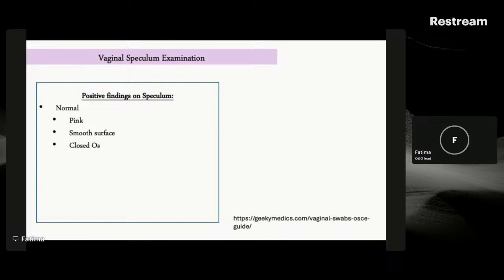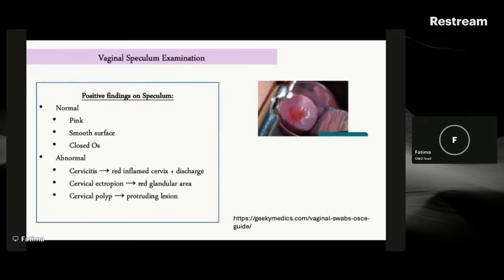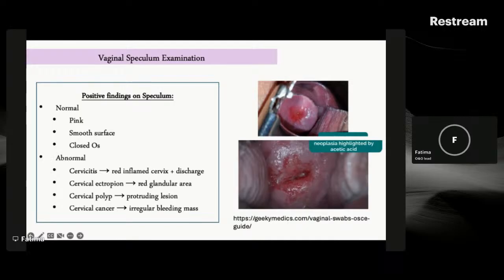Now, positive findings on a speculum include, if it's normal, a pink, smooth surface with a closed os on the cervix. If it's abnormal, like for example in cervicitis, it will be a red or inflamed cervix and discharge. In cervical ectropion, it will be a red glandular area, in cervical polyp, there'll be a protruding lesion, and in cervical cancer, an irregular bleeding mass. So here you can see cervical ectropion, and here you can see a neoplasia, okay?